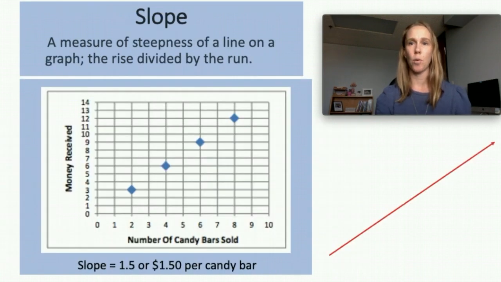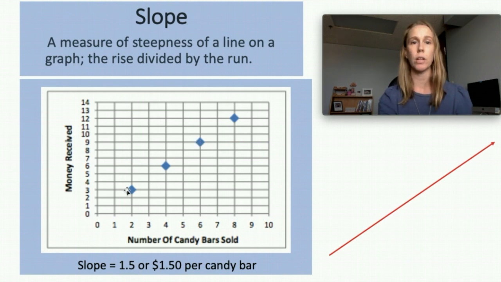So the second example, when we talk about slope, slope is simply a measure of steepness of a line on a graph. And to find it, it's the rise divided by the run. So if we look at the same candy bar table represented graphically, you can see here every 2 candy bars I'm going to make $3. So 2 to 3, 4 to 6, 6 to 9, and so on. All of those are equivalent ratios, and the unit rate would be how many dollars for 1 candy bar.